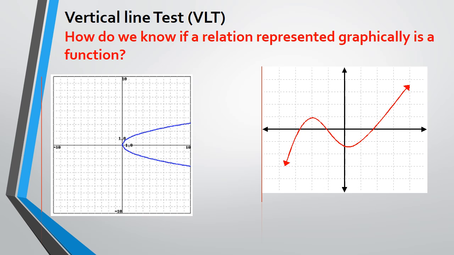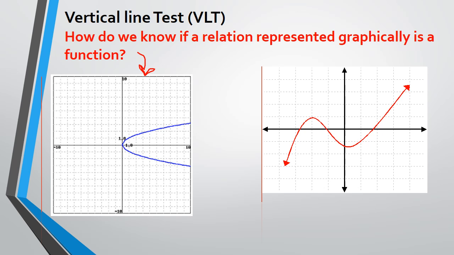Now, we can also look at graphs and find out if they're functions or not by using what we call a vertical line test. A vertical line test is used on graphs to identify if the graph represents a function or not. Let's take a look at our first graph right here.